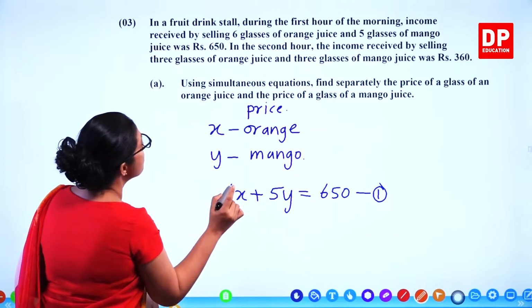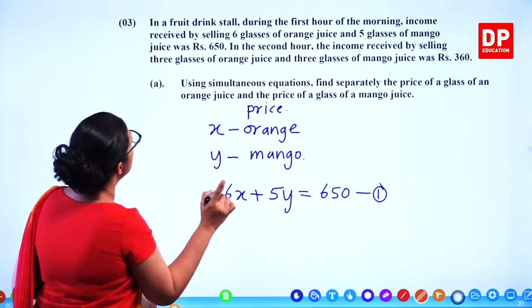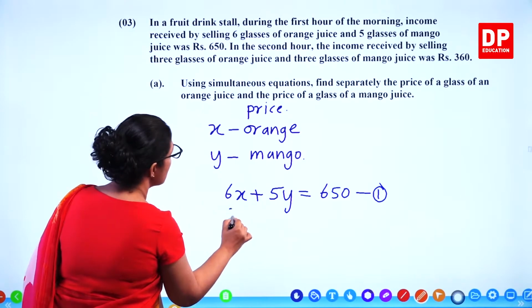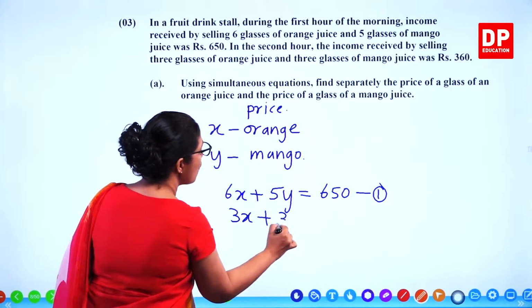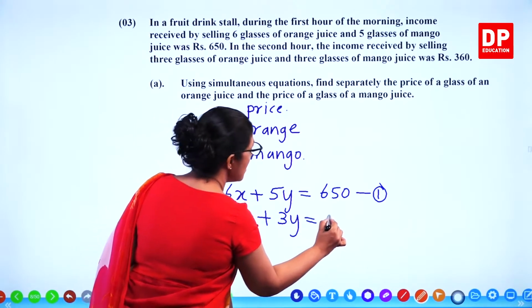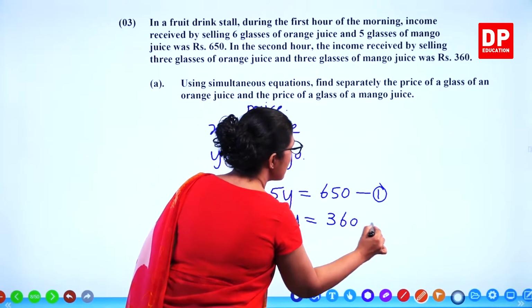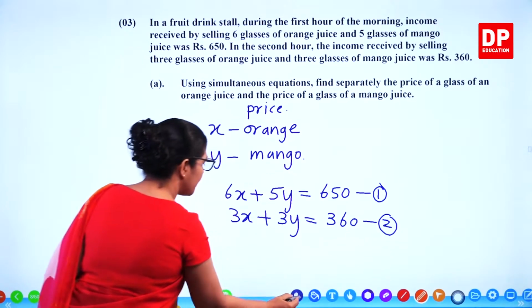Then the 3 glasses of orange juice and 3 glasses of mango juice is 360. That's the second equation.